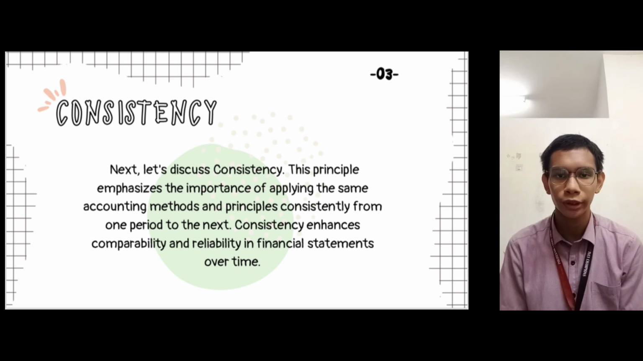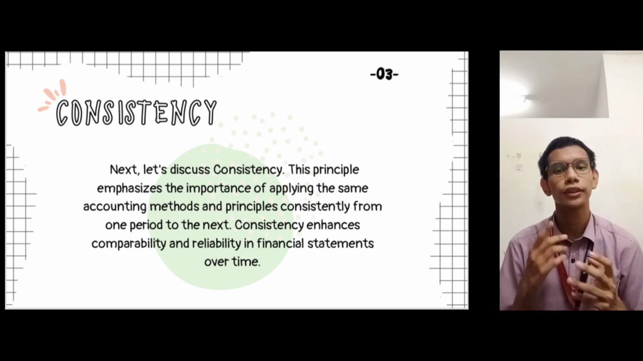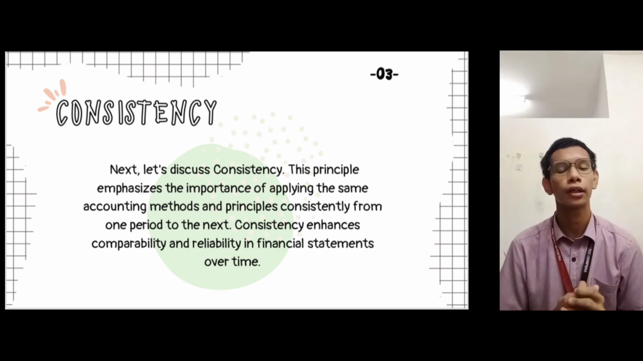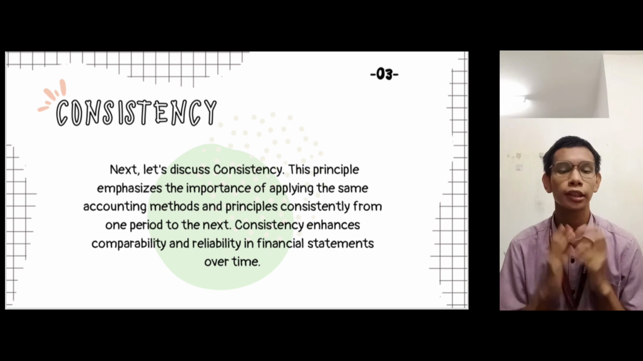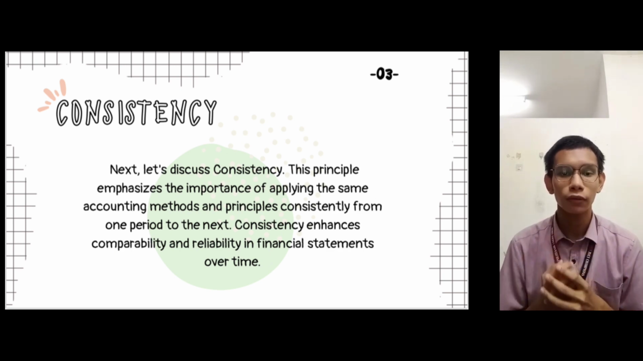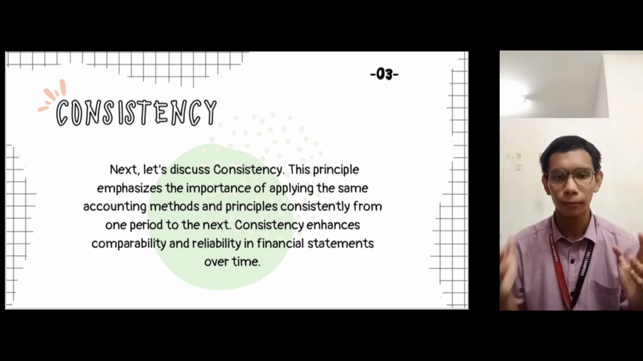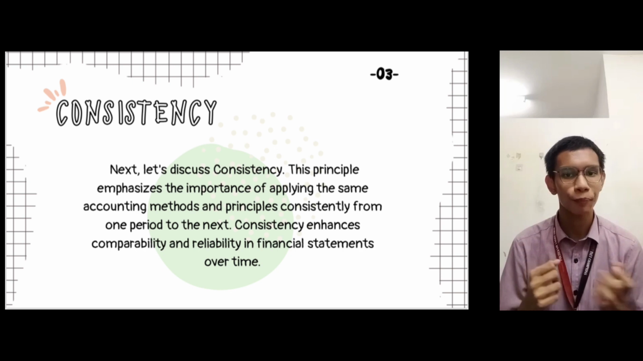Today I will explain to you guys about basic accounting concepts. There is consistency and matching. First is consistency. Consistency is the accounting concept that states a company should use the same accounting policies and methods for recording transactions from one financial period to another.